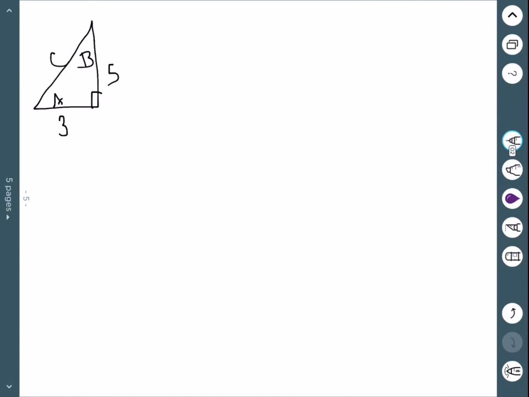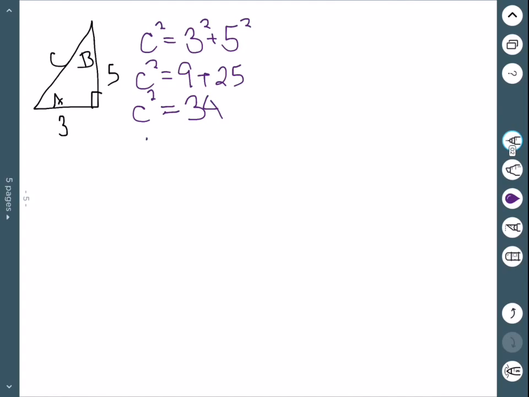Once again, here we have two sides and no angles. So I can start by finding C using the fact that this is equal to 3 squared plus 5 squared. Therefore, C squared is 9 plus 25, which means C squared will be 34. And then using that, we can find C by just taking the square root of 34 to get approximately 5.83.